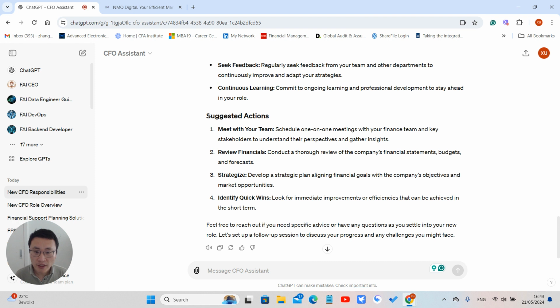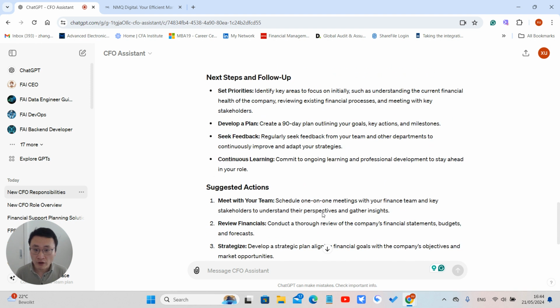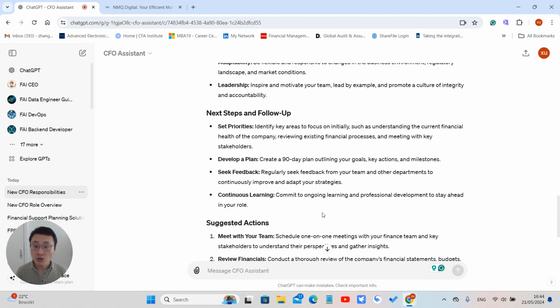And it also gives us actionable suggestions, and that's how I designed the tool to do. Now here it says, okay, first meet with your team, schedule one-on-ones to meet with them, review your financials, develop a strategic plan, and identify some quick wins. I think this is a pretty decent overview. If we are new to a CFO role, right now we have a decent reference to all the key aspects.